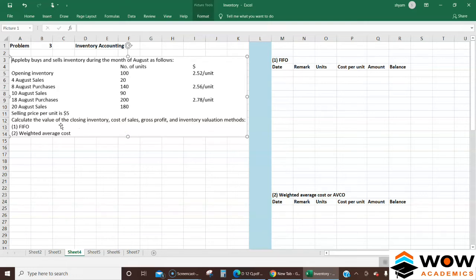Okay, so we will use both methods, and what the question wants is for us to find out the closing inventory, cost of sales, gross profit, and inventory valuation. It asks quite a lot, but the question is very small, so we can quickly do this. We'll have the date, a remark whether it's opening, purchase or sale, the units received or sold, the cost per unit, the multiplication of units into cost, and the balance, which we have to update.